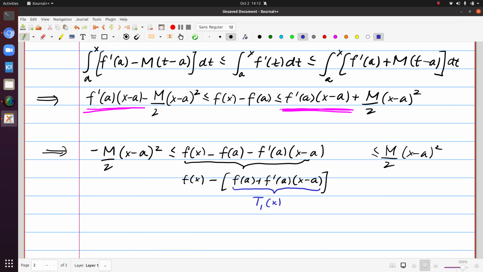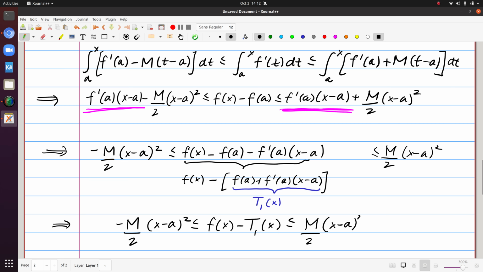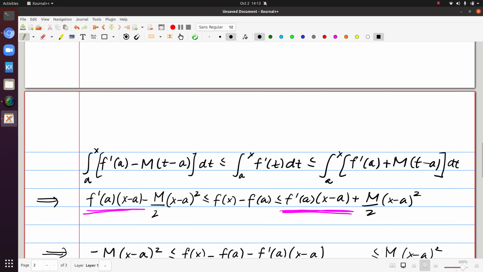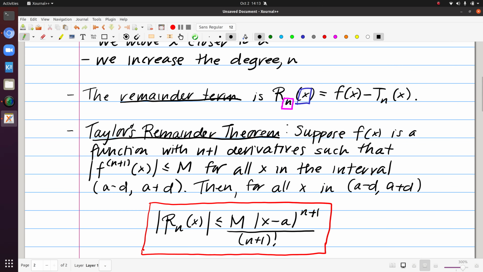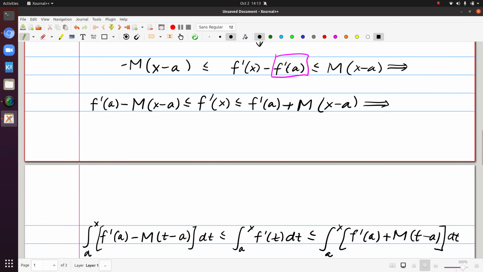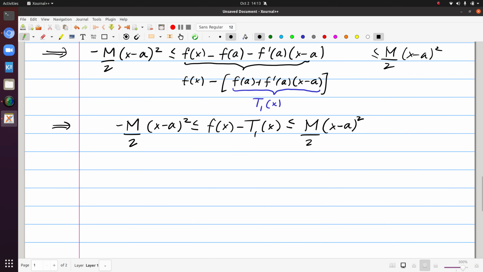So what I've really bounded now, both below and above, is the difference between f of x and its first degree Taylor polynomial. And again, that's significant if you think about our remainder term. So at this point, we have f of x minus t sub 1 of x is bounded below by negative m over 2 times x minus a squared, and above by positive m over 2 x minus a squared. And if I come back up to my definition of the remainder term here, this is exactly what r sub 1 of x is. So I'm making that observation.